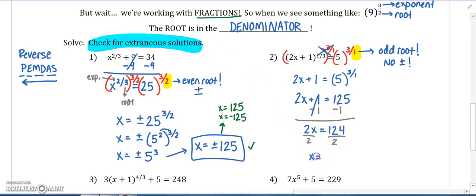Alright, so we end up with x equals 62 as our answer. Just one answer because it was just an odd root. Alright, and then I'm going to make sure that I check. There's just one number to check, x equals 62.